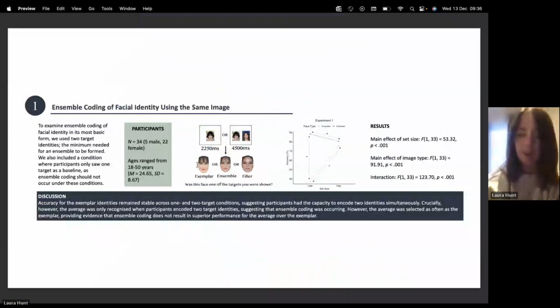a filler. And what we find is that under 1 target conditions, only the exemplar is recognized, which is what we'd expect. And under 2 target conditions, both the exemplar and the average are recognized, with no difference between the two. So this suggests that ensemble coding is occurring, and participants have the capacity to encode 2 faces. However, there's no evidence that the ensemble coding results in superior performance for the average over the exemplar.